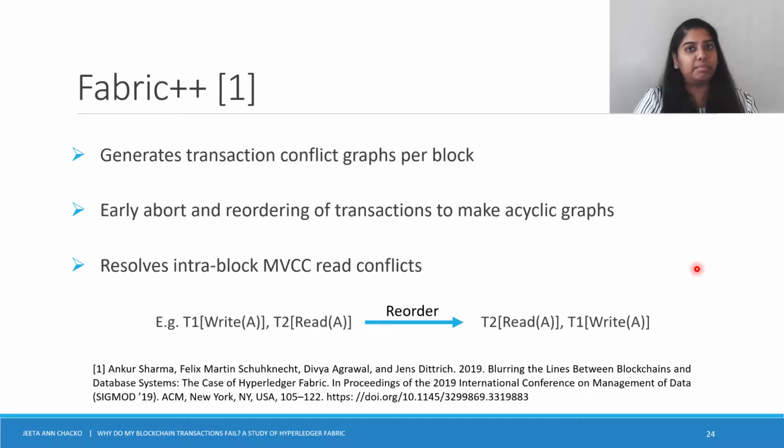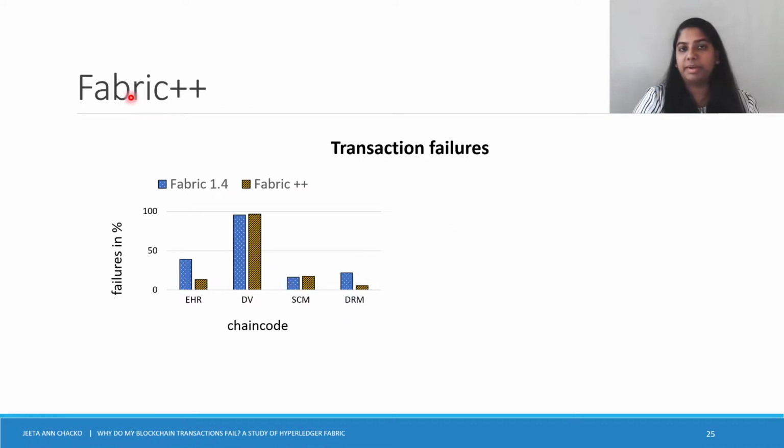First, we consider Fabric++. Fabric++ generates transaction dependency graphs or conflict graphs per block, and they either reorder the transaction or early abort the transaction to remove these transaction dependencies. A simple example is shown here where a reordering of a read and write could avoid a transaction conflict. Thereby, they resolve intra-block MVCC read conflicts. Our experiment with Fabric++ shows that it is effective in reducing the failures in most cases.